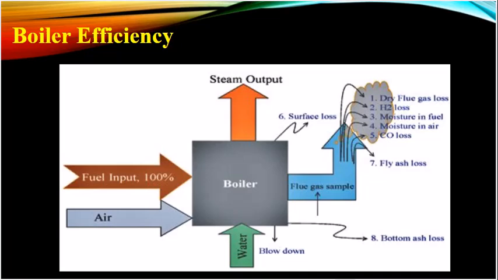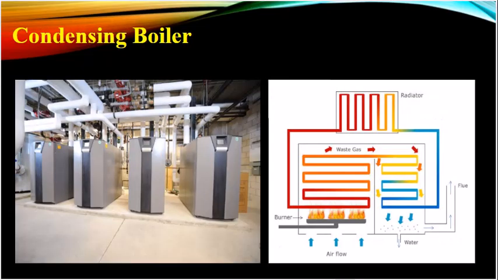To maximize efficiency, these losses must be minimized through proper operation, maintenance, and optimized fuel-air ratios. Boiler efficiency improvements reduce fuel consumption and emissions while increasing output. Condensing boiler. A condensing boiler is a type of boiler that recovers heat from the water vapor in the exhaust gas, which improves its efficiency.